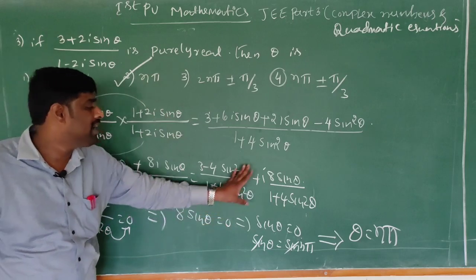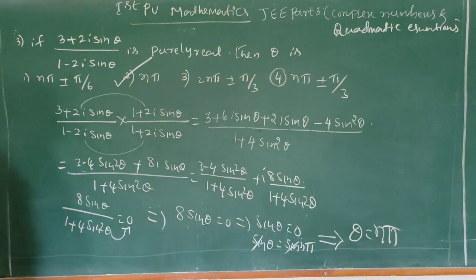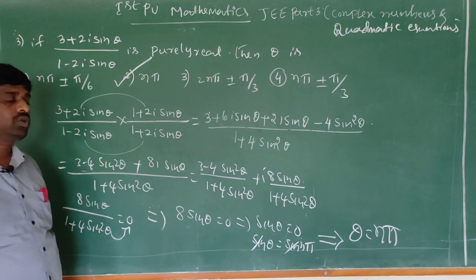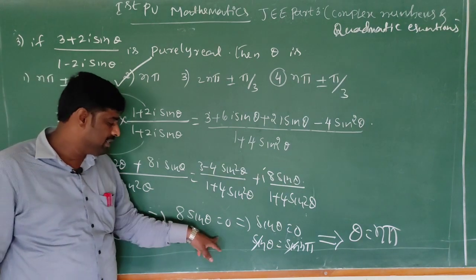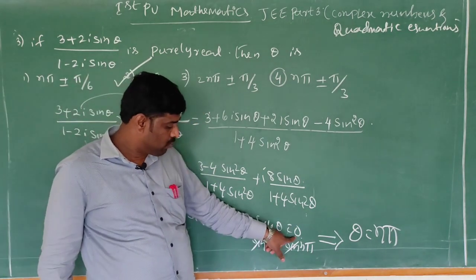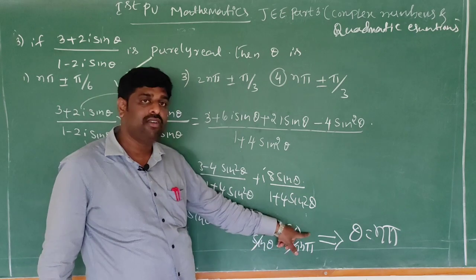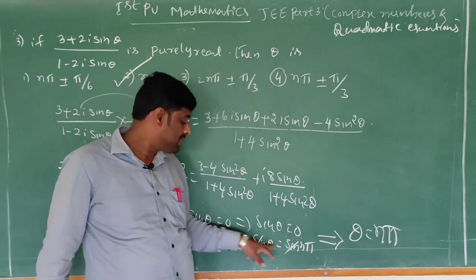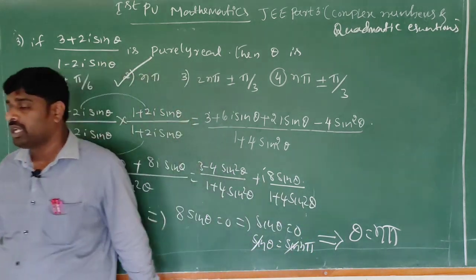Purely real means the real part is 0, so you will take the imaginary part: 8 sin theta divided by 1 plus 4 sin square theta equals 0. On simplifying, 8 sin theta is equal to 0, so sin theta is equal to 0. This one you studied in trigonometric equations. Instead of 0, you can write sin n pi. Sin cancels, theta is equal to n pi.